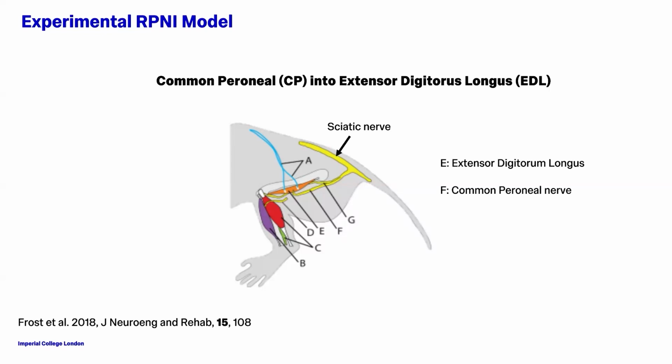And if you transect this nerve and then remove the target muscle, the EDL, the extensor digitorum longus, from its host site, you can then reinnervate that muscle with its parent nerve in a situation that would be analogous to a surgical RPNI construct in patients. And so what people have done so far is looked at the degree of recovery that you get from this and whether or not you have any reinnervation. And that's where we come in.